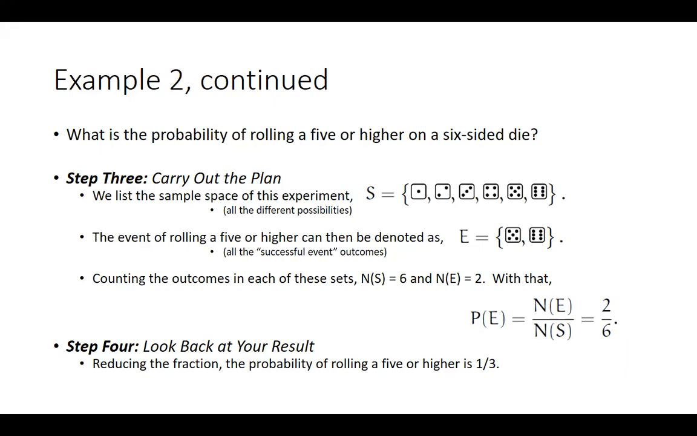Counting the outcomes in each of these sets, N of S is 6 and N of E is 2. With that, the probability of the event, N of E over N of S, would be 2 over 6. Reducing the fraction, the probability of rolling a 5 or higher would be 1/3.